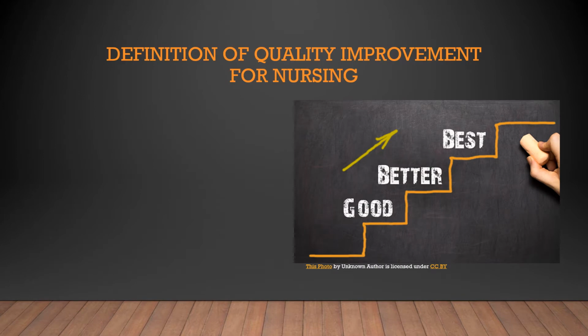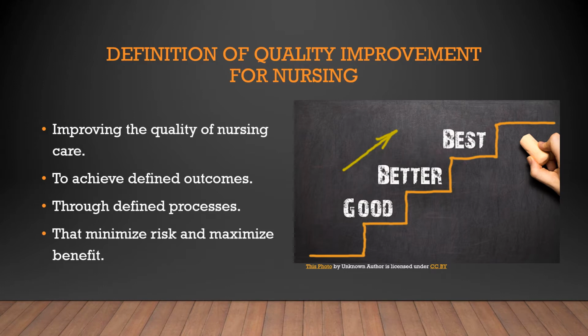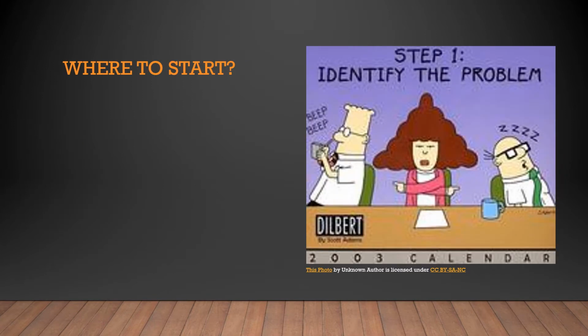Here is a simple definition for quality improvement for nursing. Improving the quality of nursing care to achieve defined outcomes through defined processes that minimize risk and maximize benefit. Where do we start? Well, quality improvement starts with the idea that there is a problem, and you can't solve a problem that you can't identify. Identify a problem.